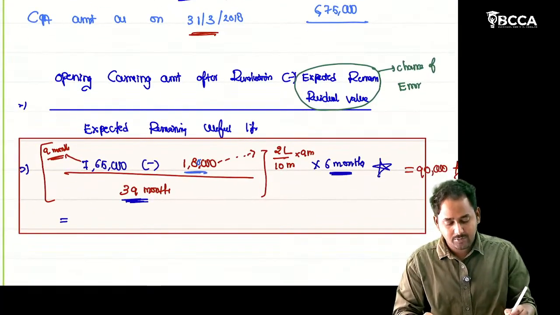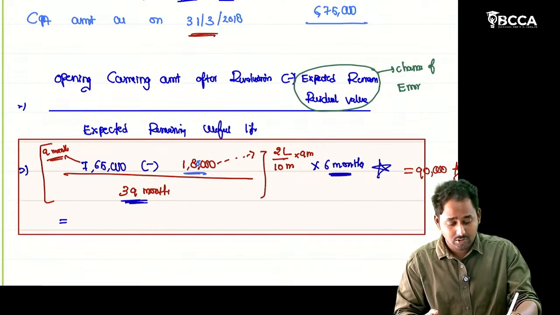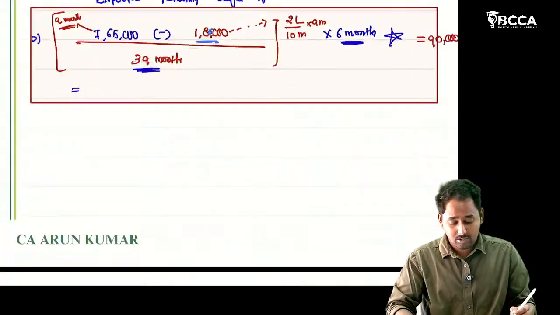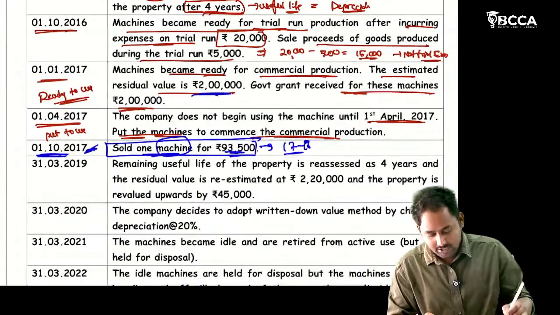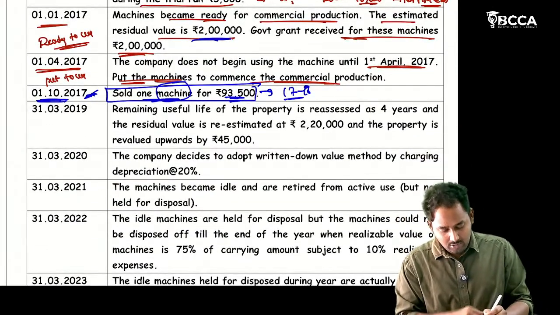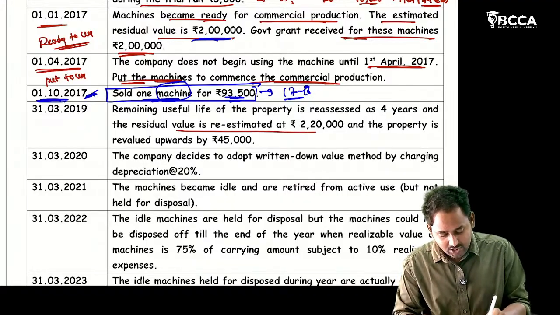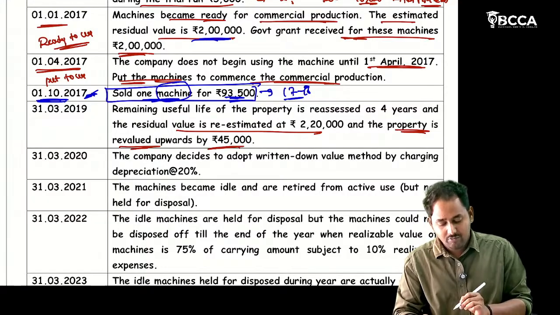Expected remaining residual value is 1,80,000. This is the only place where there is a chance of error. Okay. What happened in 18/19? Are there any adjustments? Yes. In 18/19, the residual value is re-estimated at 2,20,000. The property is revalued upwards by 45,000.